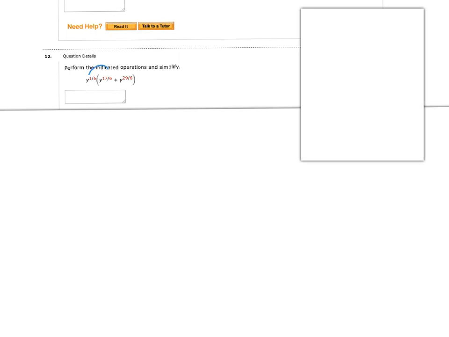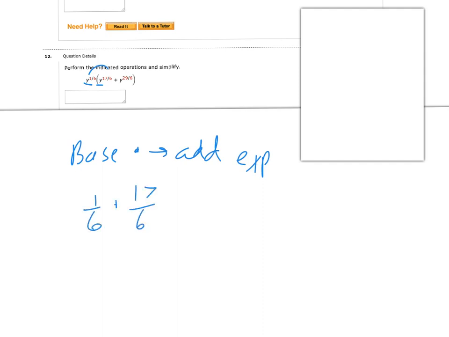All right, this one is just asking you to distribute here. But what we got to remember is that if we have these two bases multiplying, that actually means add the exponents. So if the bases are multiplying, that means add the exponents. And so that's what we're going to do, since distributing means multiplication here. So I'm going to do 1 over 6 plus 17 over 6 for this exponent. It's going to be 18 over 6, which is really 3. So that'll be y to the third is my first term.